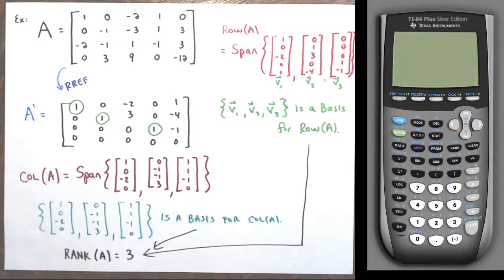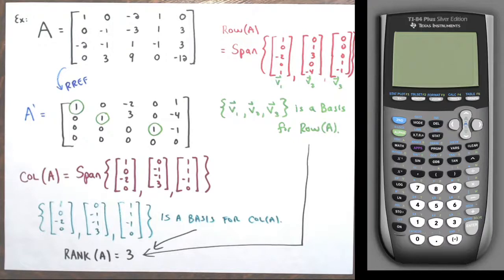Take a matrix, put it into reduced echelon form, or just echelon form would be fine too. You're still just looking for pivot rows and pivot columns. The column space will be the span of not the pivot columns, but the columns the pivot columns correspond to in the original matrix. And the row space will be the span of the pivot rows of reduced echelon form or echelon form. Those are fine to use.